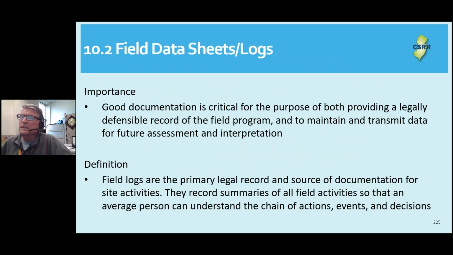Field logs are important because good documentation is critical for the purpose of both providing a legal and defensible record of the field program and to maintain and transmit data for future assessment and interpretation. One of the definitions that I identified was that field logs are the primary legal record and source of documentation for the site activities. They record summaries of all critical field activities and measurements so that the average person can understand the chain of actions, the events, and the decisions that were made. Next slide.